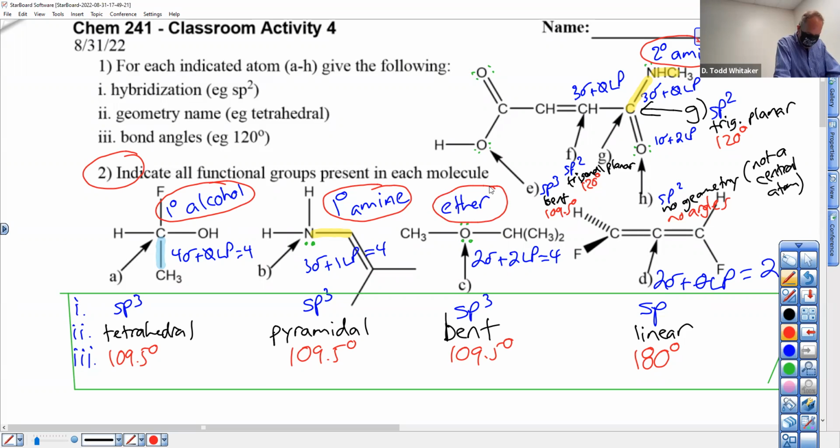There's actually no functional groups in the next molecule with a D. You can say there's alkenes in there, but I don't consider those functional groups. If you did, I would say, okay, but I'm not giving you a point. There's nothing wrong with it.